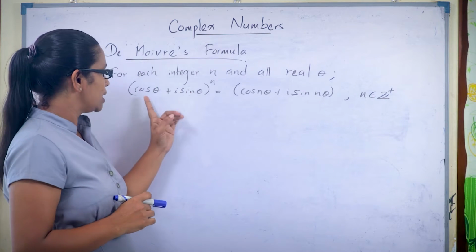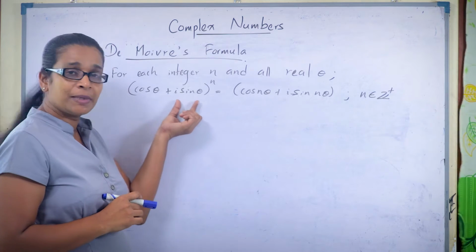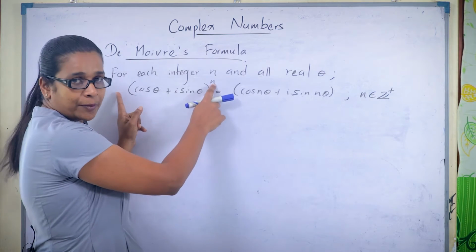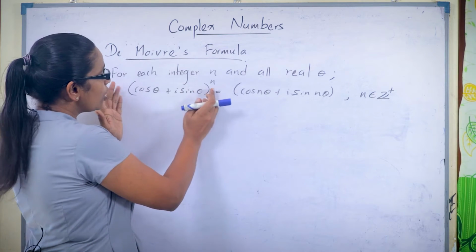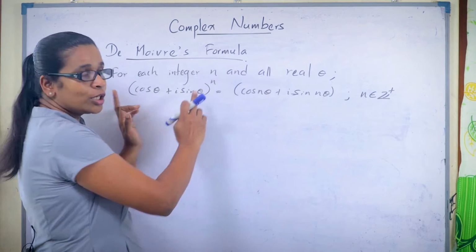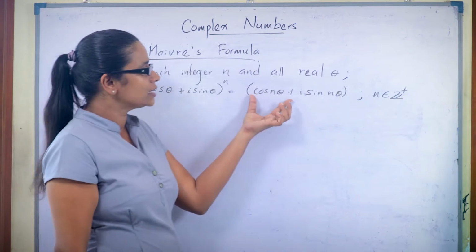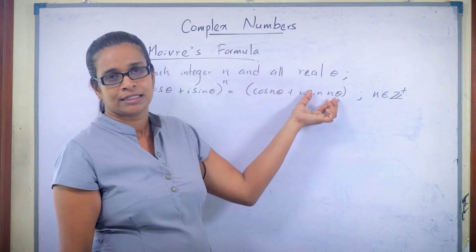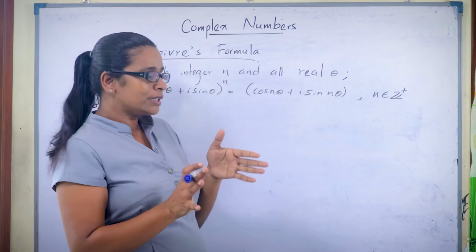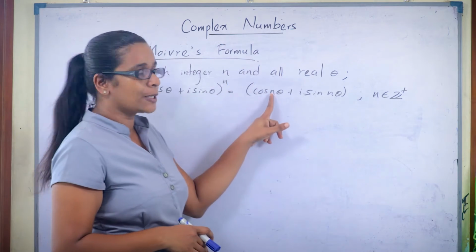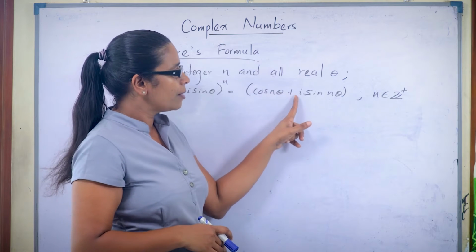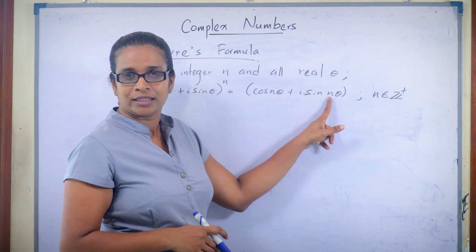For each integer, you can write this: (cos theta plus i sin theta) to the power n. Okay, n is an integer, a positive integer. So when there's a power n, you can write this as cos n theta plus i sin n theta. Look at it carefully. There was a power n. Now this n has come here, cos n theta plus i sin n theta.